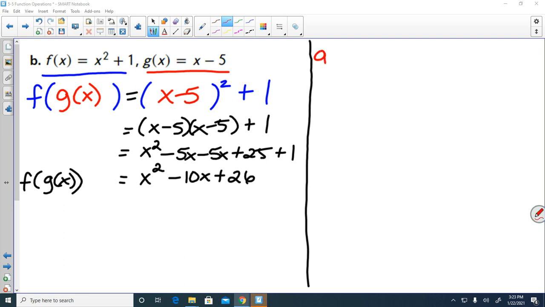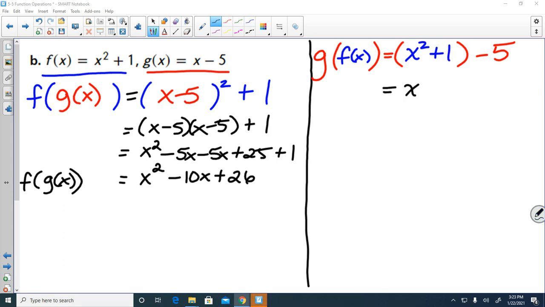Now let's find g of f of x. So that means I'm going to take the g function, x minus 5, but instead of an x, I'm going to write an open set of parentheses. And what goes inside the parentheses? F goes inside the parentheses. And f is x squared plus 1. So then I'll combine like terms. Now I have x squared plus 1 minus 5, which simplifies to be x squared minus 4. So g of f is x squared minus 4.